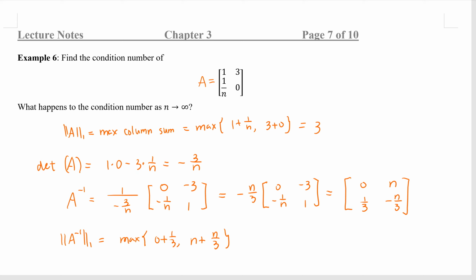Okay, think about it. N goes to infinity. So this is large, right? So it should be n plus n over 3. This is the same as 3, and then we have 3n plus n. So 4n over 3. So far, so good, everybody? Okay, let's continue.